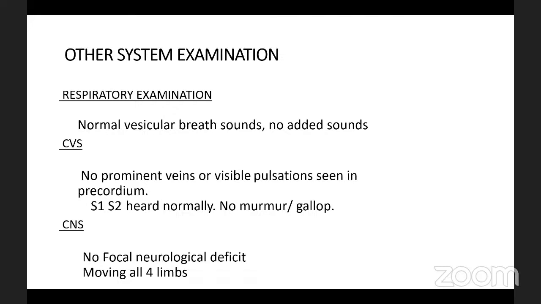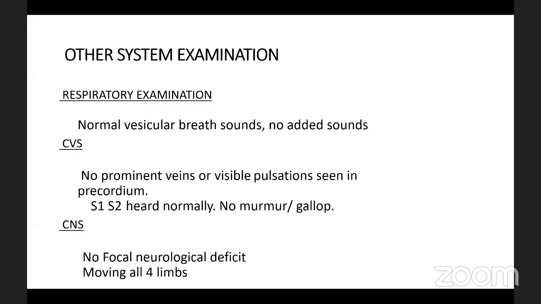On CVS examination, no prominent veins or visible pulsations in the precordium. S1, S2 are normal, no murmurs or gallops. It rules out a chronic case. In a chronic case, ascites may compress the lungs or may cause pericardial effusion. If there is obstruction or acute-on-chronic liver failure, then it may cause ascites, which may compress the lungs and cause respiratory or CVS compromise.